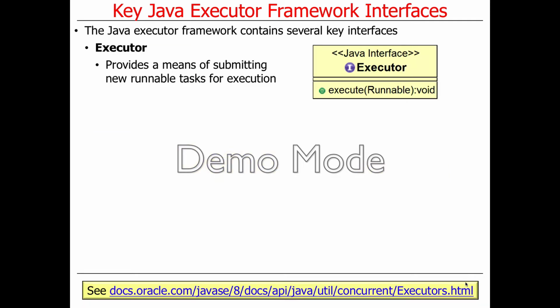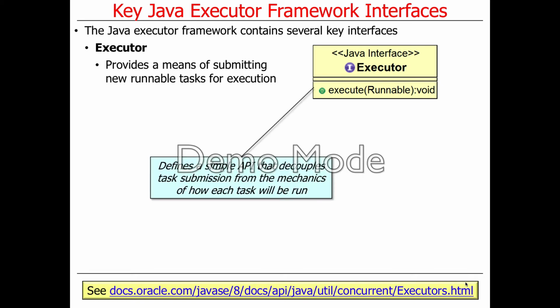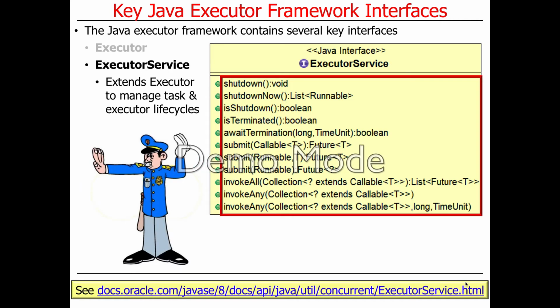The Executor Interface is the basic one. It basically provides a means to submit new runnable tasks for execution. So you can see it's pretty abstract, right? You say execute, and you give it a runnable. That's called a task. It defines a very simple API that decouples the submission of a task from the mechanics of how the task will be run. And it doesn't even necessarily have to be run concurrently, as we'll see later. There's actually a single-threaded executor, although I'm not sure why you would ever use that, but there is one.